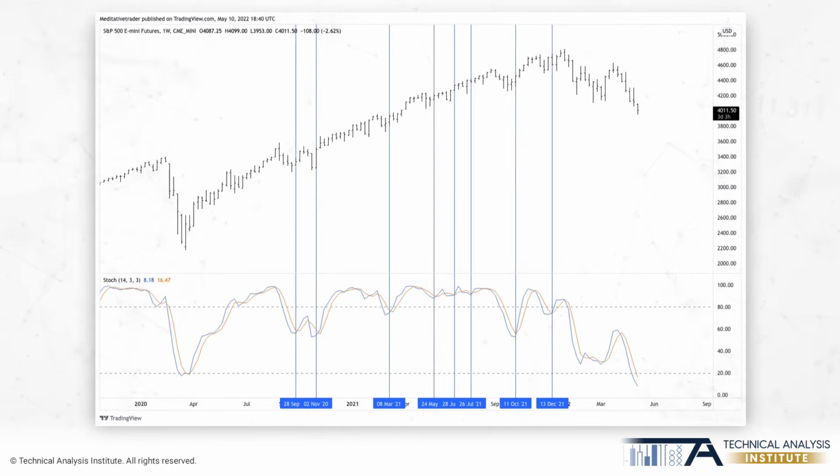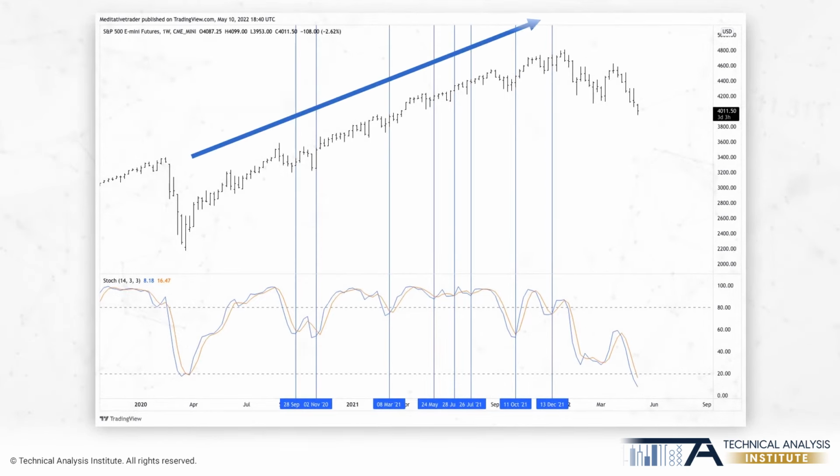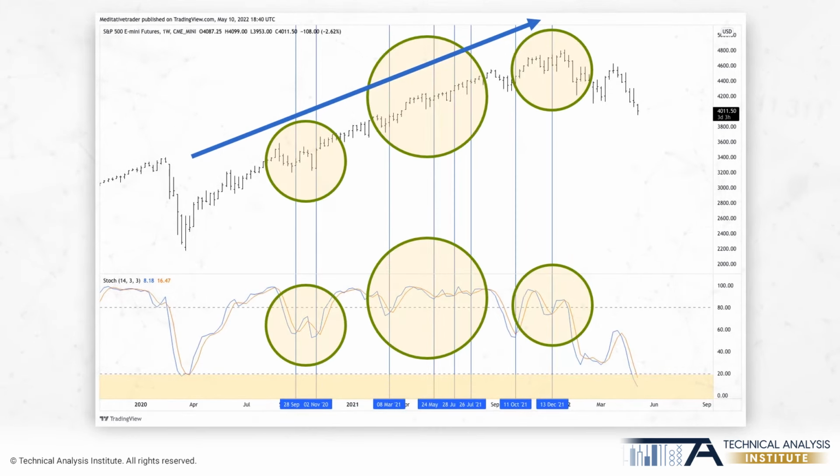This is a weekly chart of the mini S&P 500. You can see it is obviously in an uptrend. So the only valid signals of the stochastic would be buy signals. That is, when percentage %K, the blue line, crosses percentage %D from below. It's worth noticing that it matters not if the market is overbought or oversold. All the buy signals work perfectly well while the market is in an uptrend.